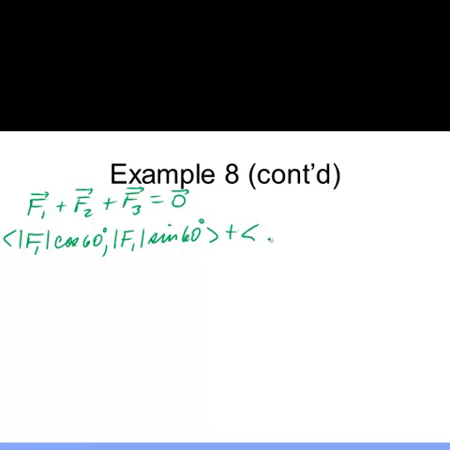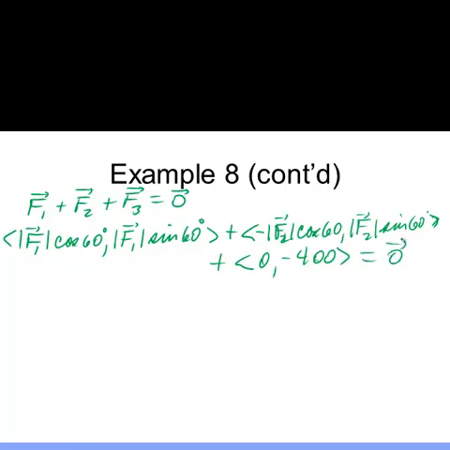F sub 2, negative magnitude f sub 1, don't forget the vectors there, times cosine 60 degrees, comma, magnitude, that's supposed to be f sub 2 there, magnitude f sub 2 times the sine of 60 degrees. And then plus f sub 3, which is going to be 0, comma, negative 400. That's equal to the 0 vector.